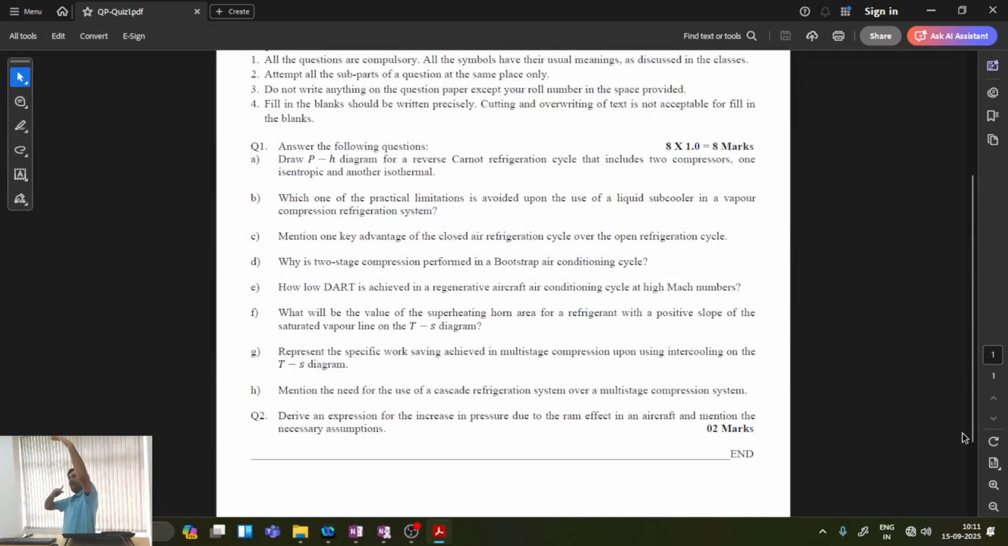You can have the same pressure limits. Instead of air, you can use other gases also in a closed cycle. You need not use air only.